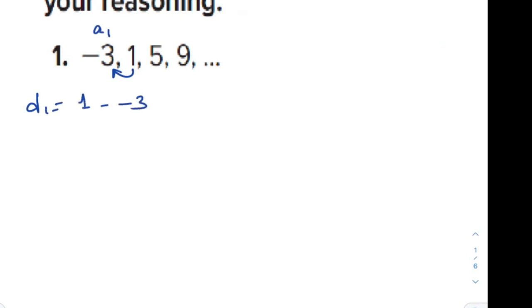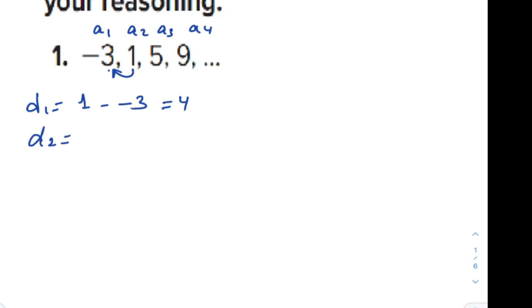Remember that this is A1, A2, A3, A4. When we are finding the common difference, we are not finding A1 minus A2. We are finding A2 minus A1. So it's 1 minus negative 3, which is 4. And it's obvious that the terms are increasing by 4. From negative 3, it added 4 to become 1.